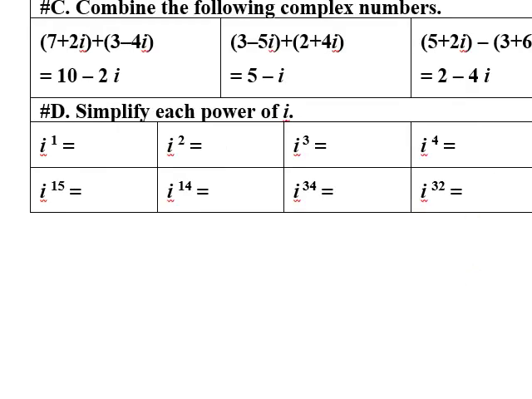All right, next set of problems. So simplify each power of i. i to the first power is simply i. i squared, well, that's i times i, which is by definition -1. Well, i cubed is going to be i squared, which is -1, times another i. So it's going to be -i. And i to the fourth is, well, i squared times i squared, which is going to be -1 times -1, which is +1. There we go.